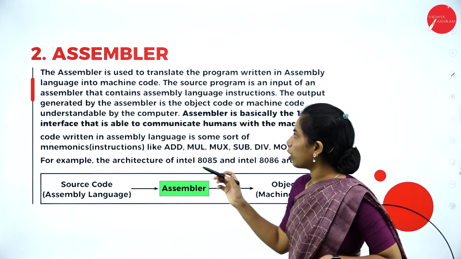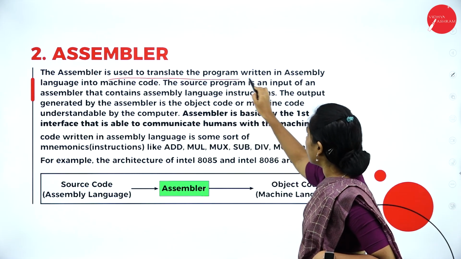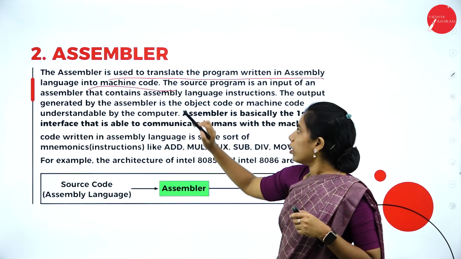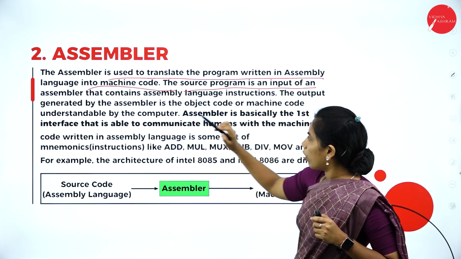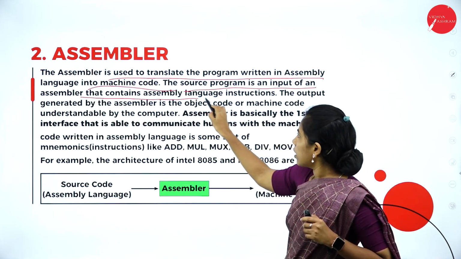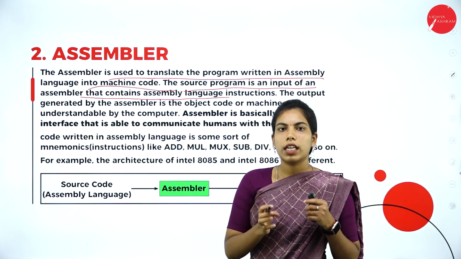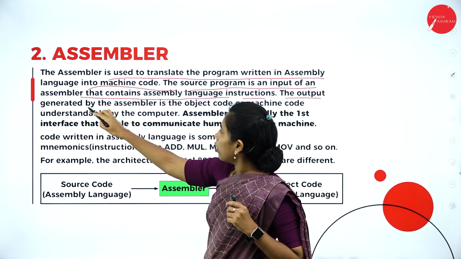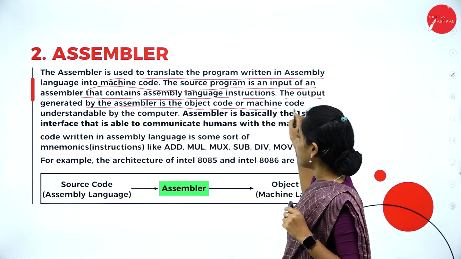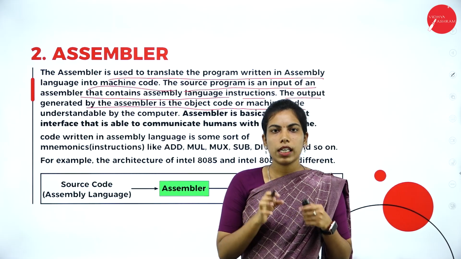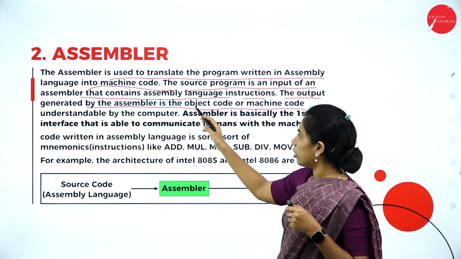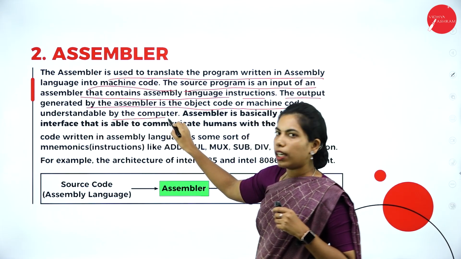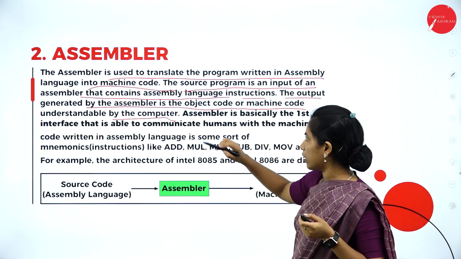An assembler is used to translate a program written in assembly level language into machine code. The source program that goes into the assembler contains assembly level language. If the source code contains only assembly level language instructions, the output generated by the assembler is the object code or machine code. So if the source code is only in assembly level language, it will be converted into machine level language or object code, which is also understood by the computer.